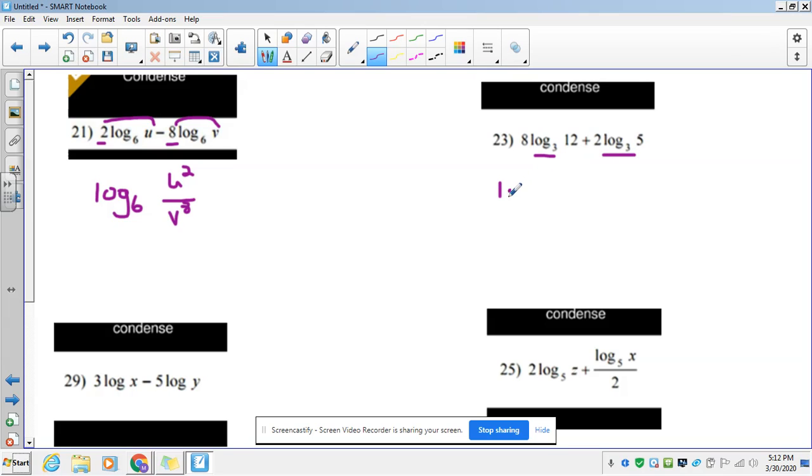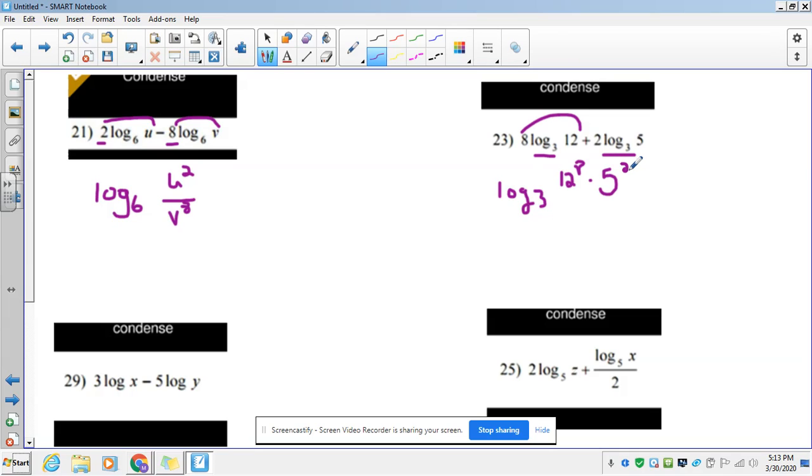If they were not the same base, you wouldn't be able to do this. It would already be as simplified as it can be. Again, the power goes out from out in front. So this would be 12 to the eighth. And then plus is multiplication. So this is going to be times 5 squared.